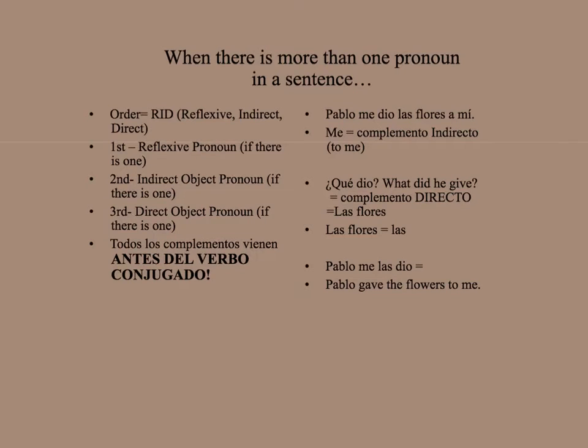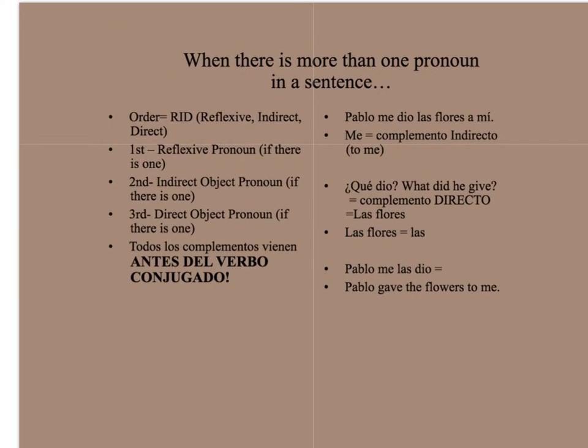So my example over here, Pedro gave the flowers to me. Right now, the original sentence, I just have one pronoun, that's the to me, the me, okay? But what I want to do is take out flowers, okay, and replace it with them. He gave them to me, right? So the them, las flores, is going to be las. Then I take my to me and my them, okay, and I put them both in front of my conjugated verb, which is dio. So Pablo gave them to me.